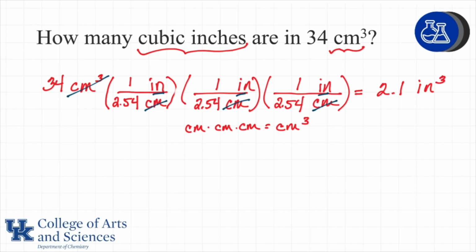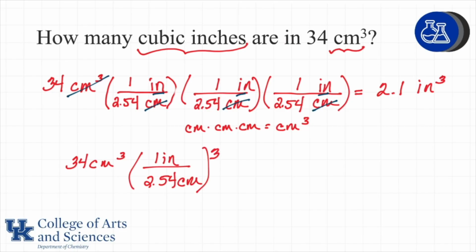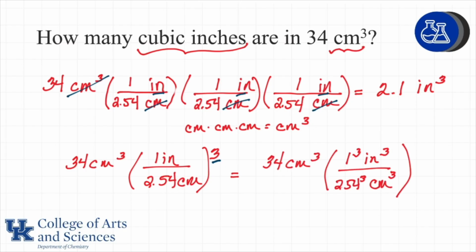Let's look at a different way to set this problem up. So we still start with our 34 centimeters cubed, and we put in our 1 inch over 2.54 centimeters, but something has changed. We now have a cubed outside of that relationship. With that cube in there, you can rewrite this 34 centimeters cubed, and you carry the cube in. So you have 1 cubed, inches cubed, over 2.54 cubed, centimeters cubed. But notice that that cube had to go with every number and every unit within the parentheses. And that will work just fine. You're doing the exact same calculation.